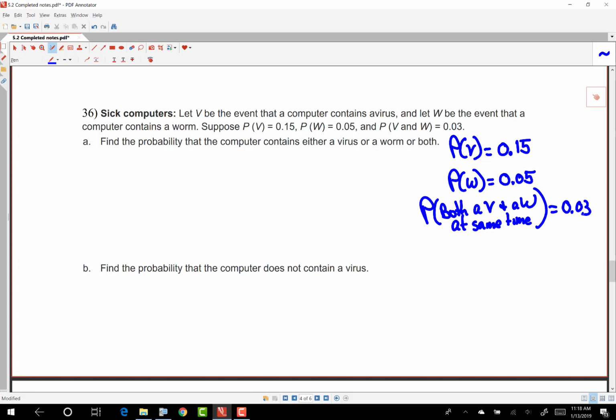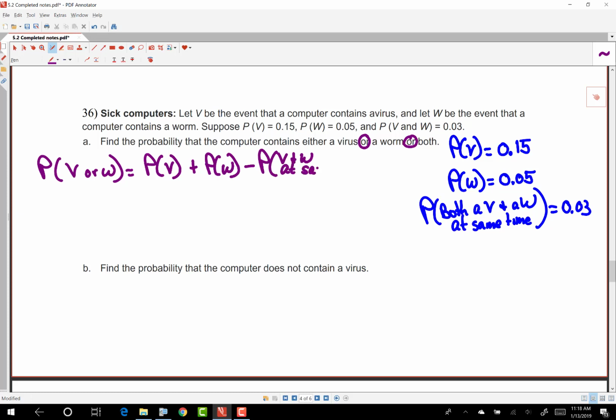Okay, so keeping those in mind, for part A, they want us to find the probability that the computer contains either a virus or a worm or both. So, "or." We're going to be looking at the general addition rule. So we're looking at the probability of V or W. The addition rule tells us that this will be the probability of a virus plus the probability of a worm minus the probability of a virus and a worm at the same time.